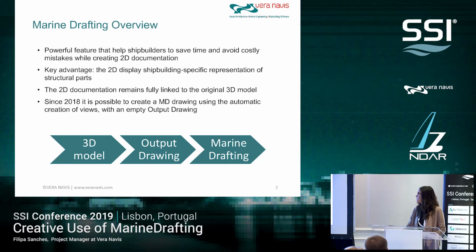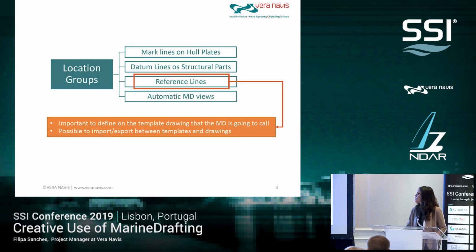So the marine drafting is always connected to the 3D model. So it's very easy to update because it's linked. And that's it. To prepare the marine drafting, you need to have the location groups. The location groups allow you to do many things. For example, mark lines on the hull plate, create data on structural parts, and create reference lines and automatic marine drafting views.